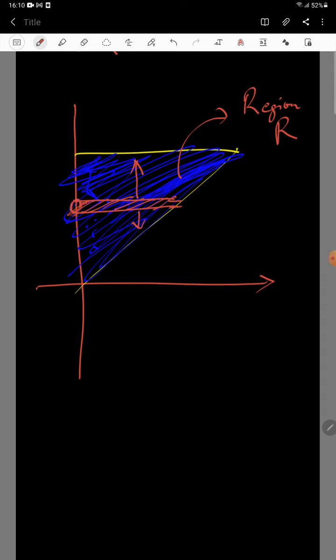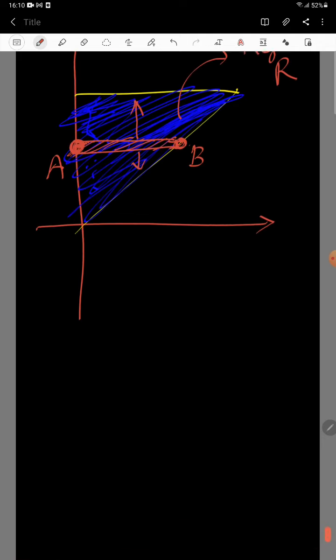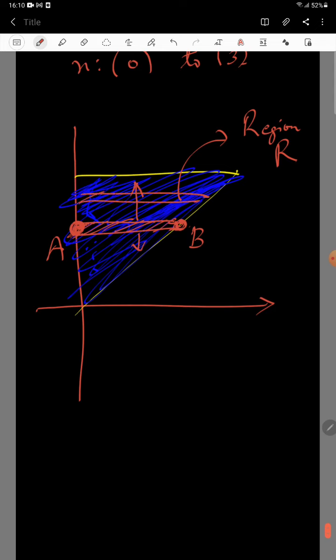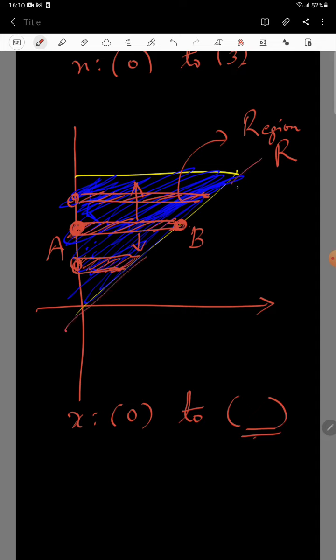So what is the starting of the strip? This is the start, and this is the end. So A is the start, B is the end. If you take any strip, think about some general strip at different positions, parallel to the x-axis. It starts with 0, so x is starting at 0 and it is ending at some value. But what is this line? This line is y equals x, which means x equals y. So x will end at y.